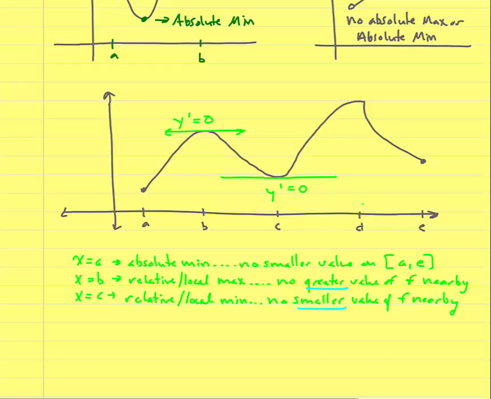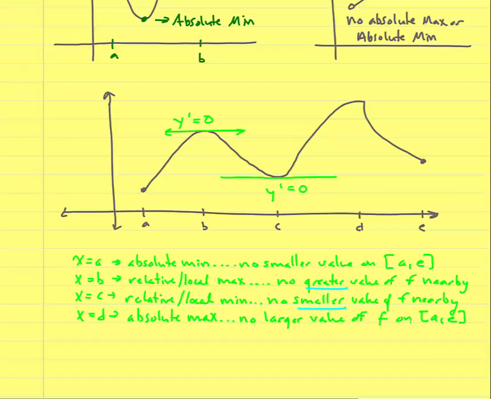Okay, let's see what we have going on. Here's C. Let's go up to D. So let's look at x equal D. Now, a couple things going on at D. This is definitely the highest point on the graph relative to all other points. So this is called an absolute max, or an absolute maximum if you want to think about it like that. There's no larger value of the function on the interval AE.